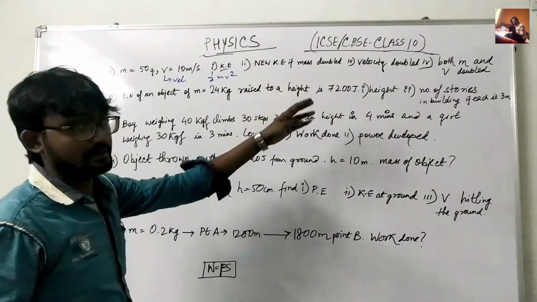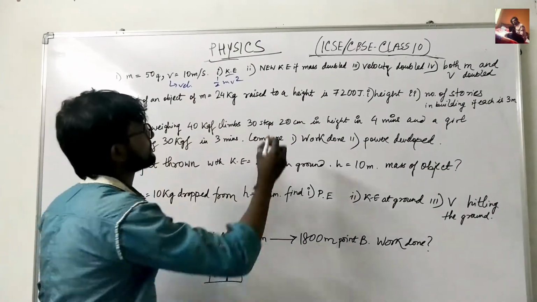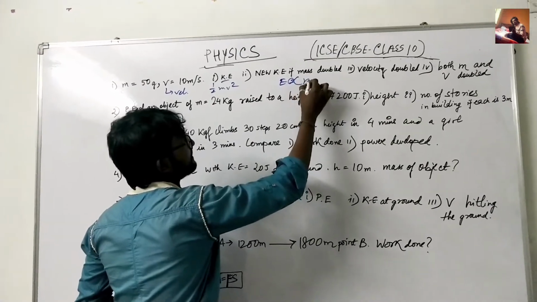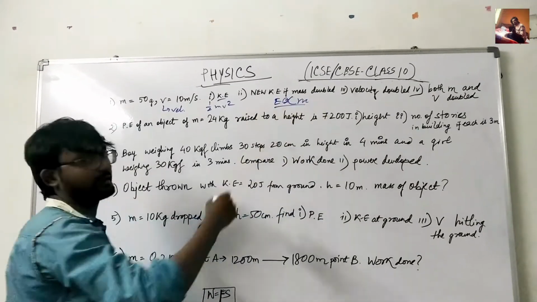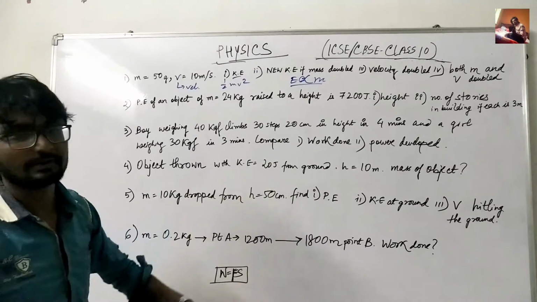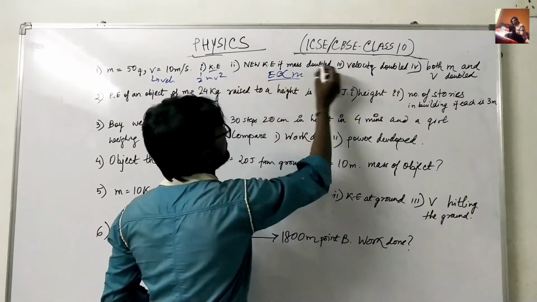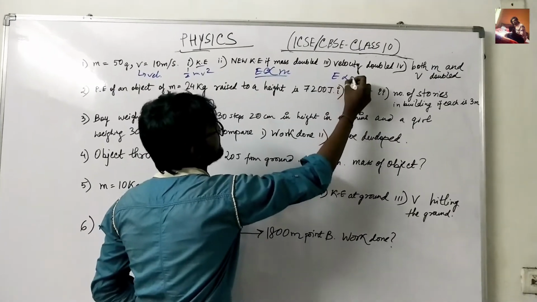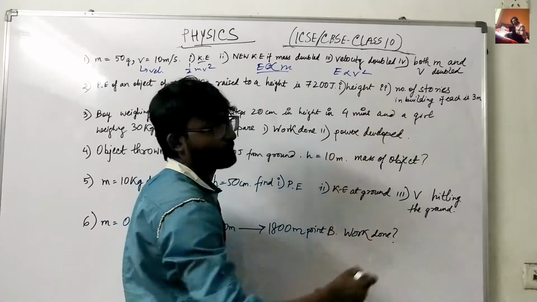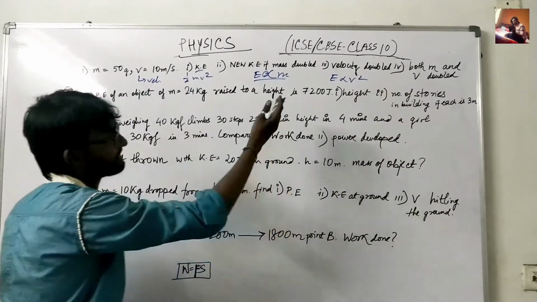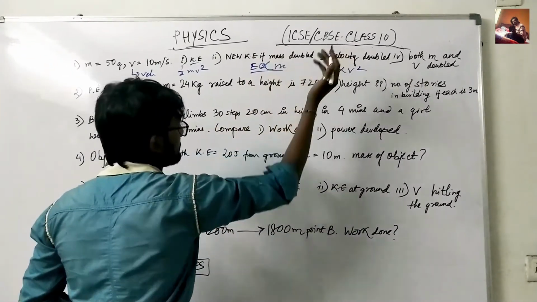New kinetic energy, mass is doubled. So if the mass is being doubled, kinetic energy is directly proportional to mass, so the kinetic energy will also get doubled. So you guys solve it and I will discuss the answers. And for velocity, E is directly proportional to V square, and if mass and V are both doubled, then you can say this is also double, this is also double.